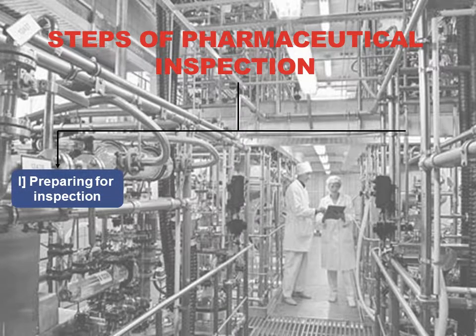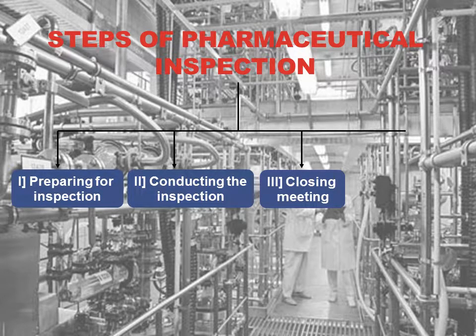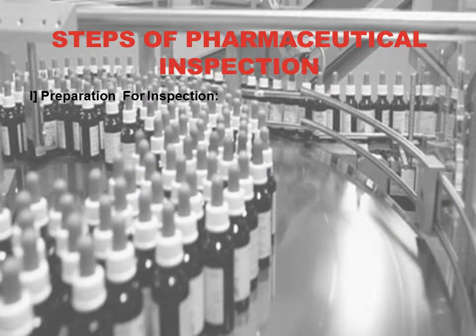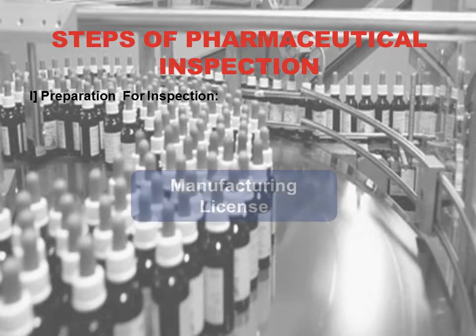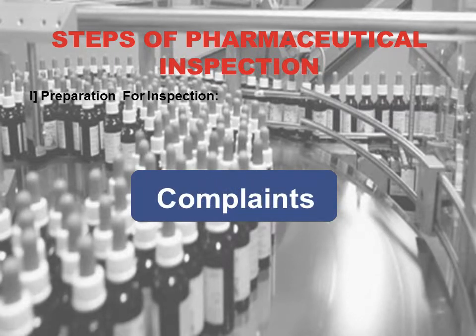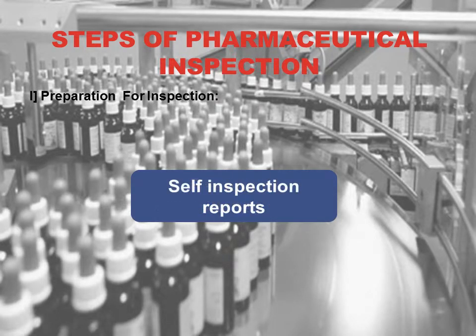Step number 1 is preparing for inspection. Step number 2 is conducting the inspection. Step number 3 is the closing meeting after the inspection. And the first step of pharmaceutical inspection is the preparation for the inspection. It begins at the inspector's desk where documents related to the company are reviewed, including the manufacturing license, the marketing authorization, complaints, recall reports, results of surveillance tests, and self-inspection reports.